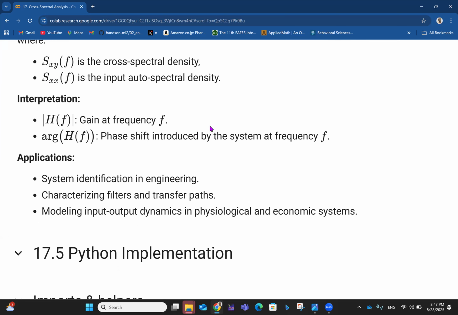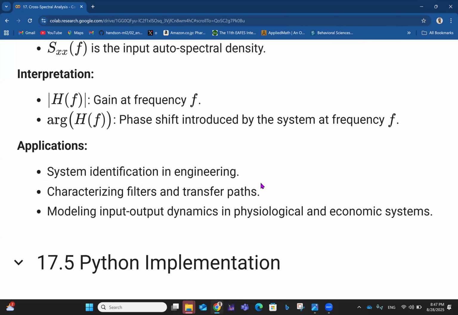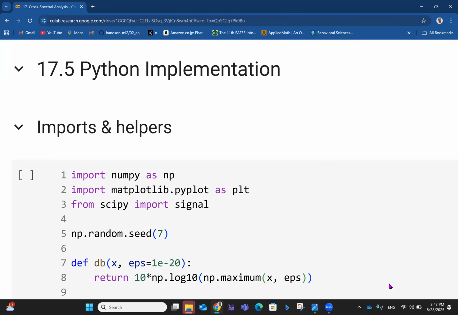This talks about gain at frequency f, and arg H of f is the phase shift introduced by the system at frequency f. So the applications include system identification in engineering, characterizing filters and transfer paths, and modeling input and output dynamics in physiological and economic systems. Then we can talk about the Python implementation.